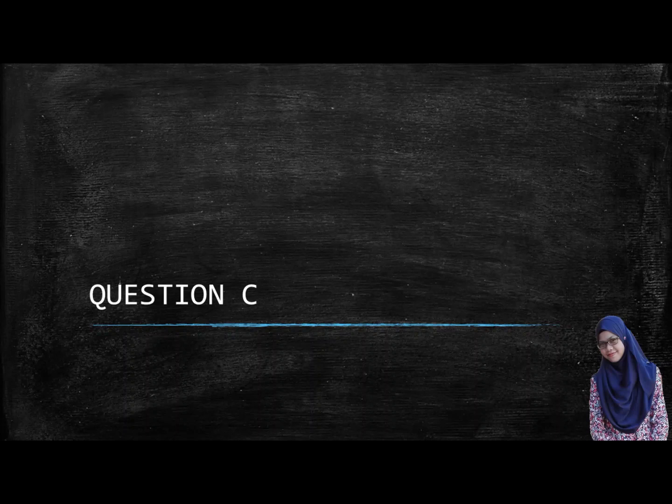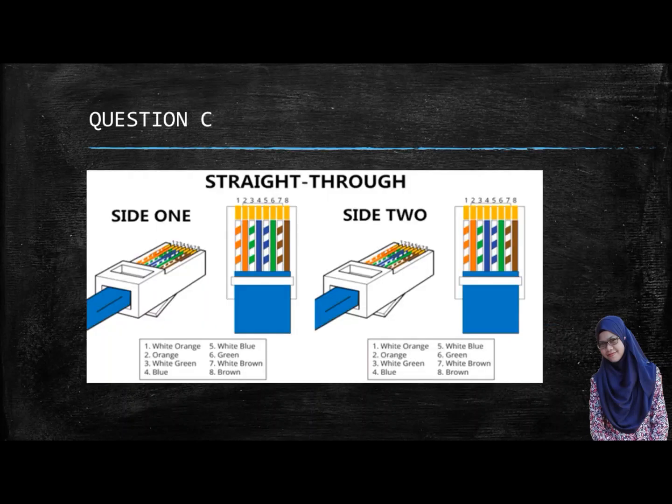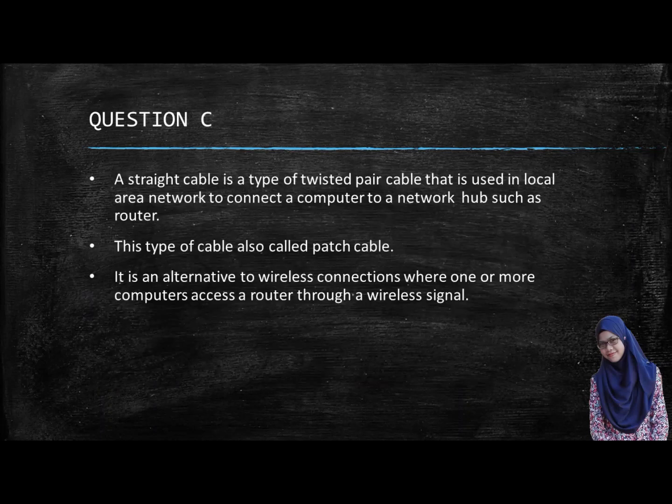Assalamualaikum and hi. So our group choose copper straight cable as our type of cable. A straight cable is a type of twisted pair cable that is used in local area network to connect a computer to a network hub such as a router. This type of cable, also called a patch cable, is an alternative to wireless connections where one or more computers access a router through a wireless signal.